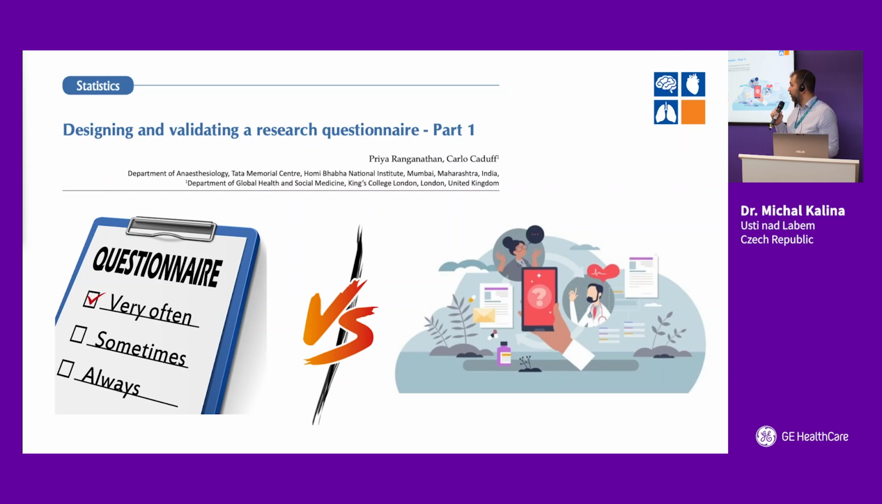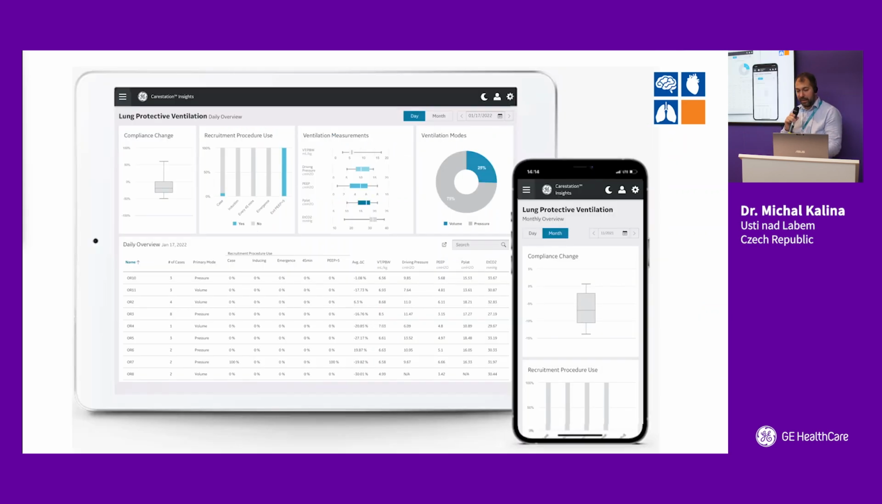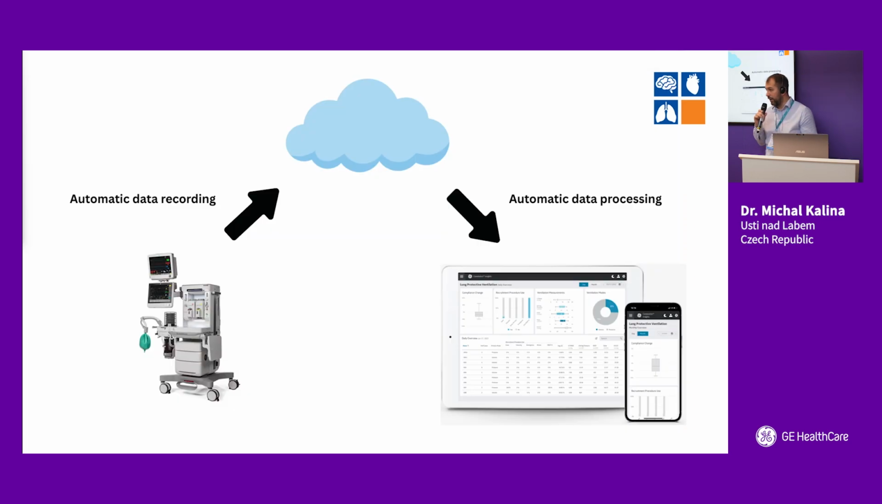So we decided not to use questionnaires, and we were looking for a digital solution that would lower the burden for the physicians. And the solution for us was CareStation Insights. You can see here the demo of CareStation Insights. This is analytical software. It's working automatically, recording data directly from the anesthesia machine and sending the data to the cloud solution. So the data cannot be manipulated.